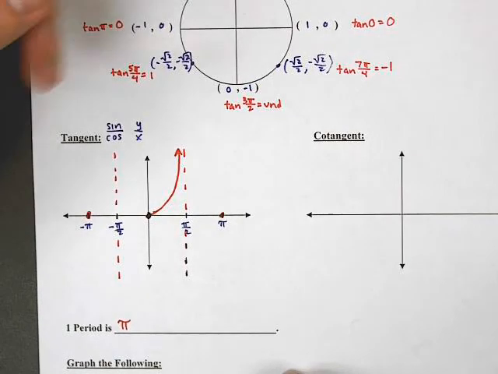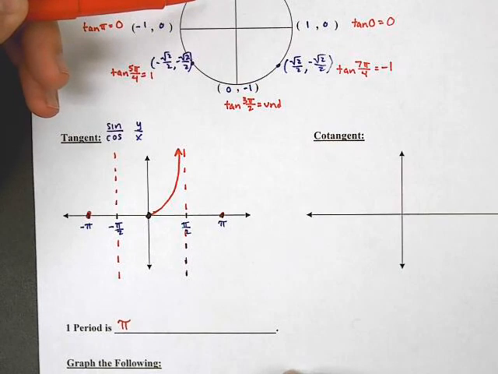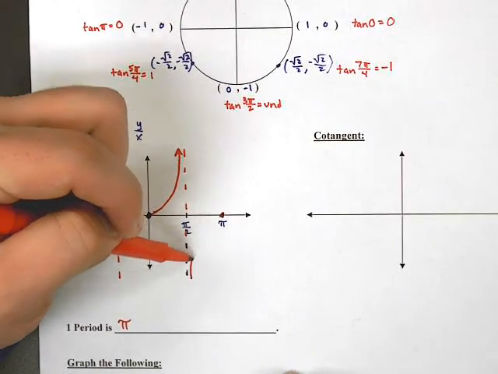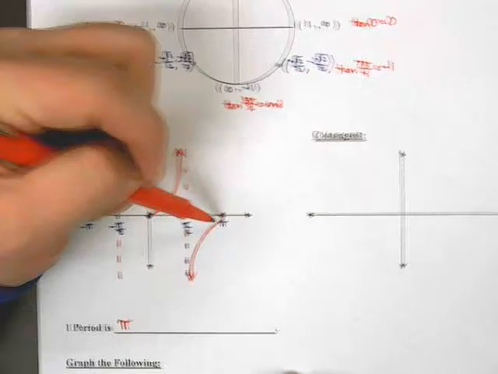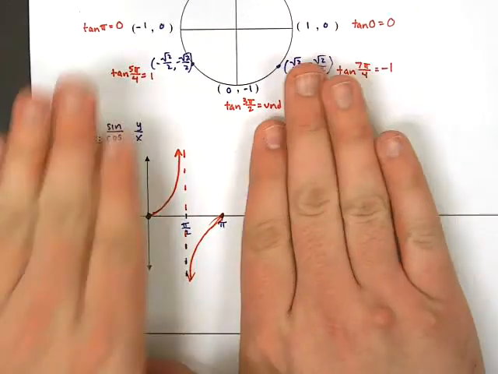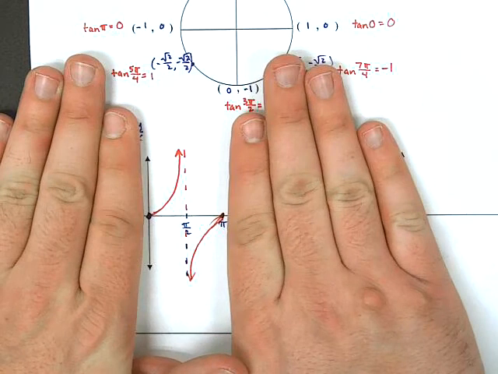When we are in quadrant 2, our tangent is negative. So it's actually going to look the opposite, or something like this. Alright? So that is a full period of a tangent curve. That is one full period.